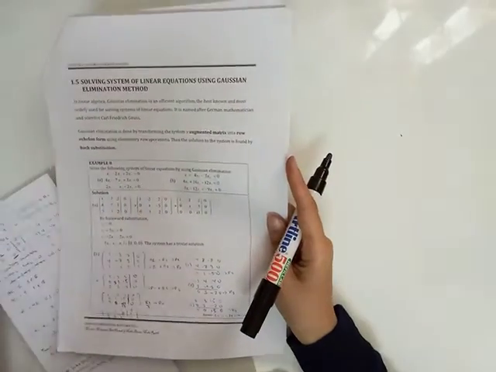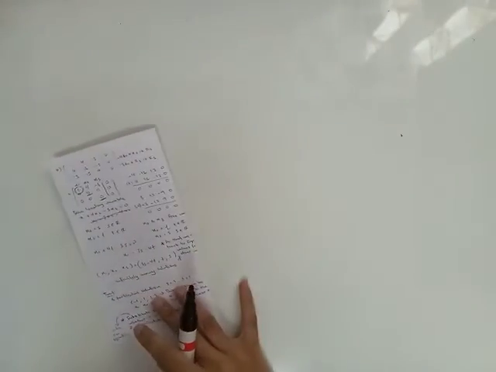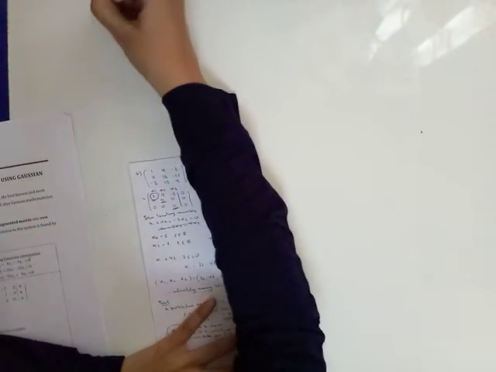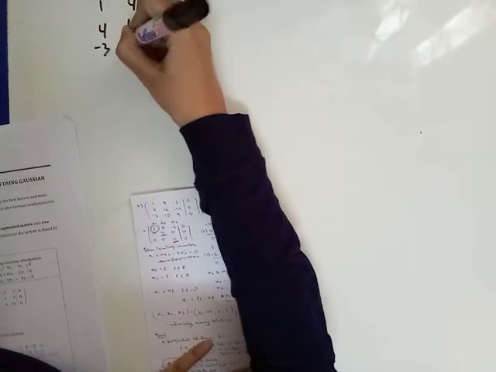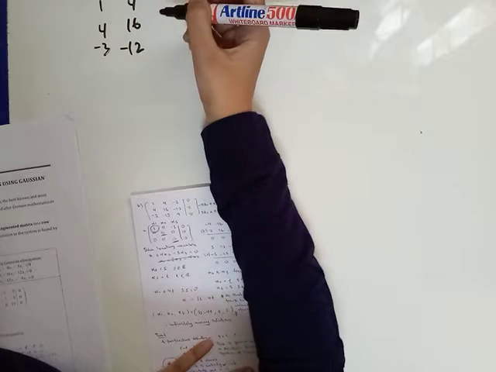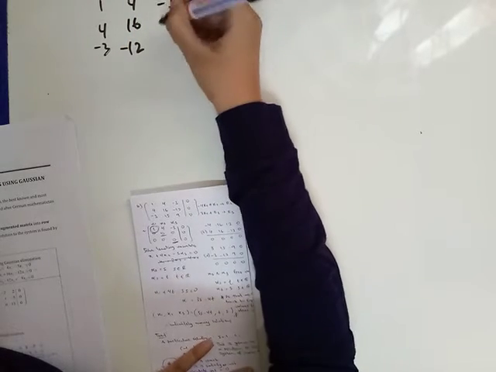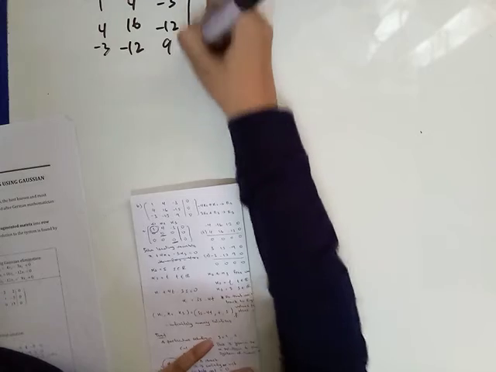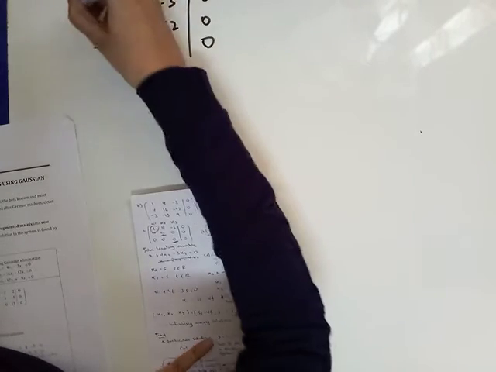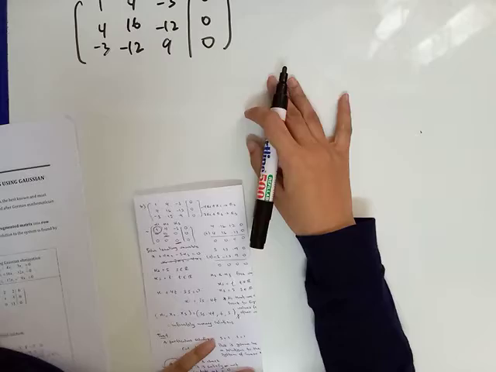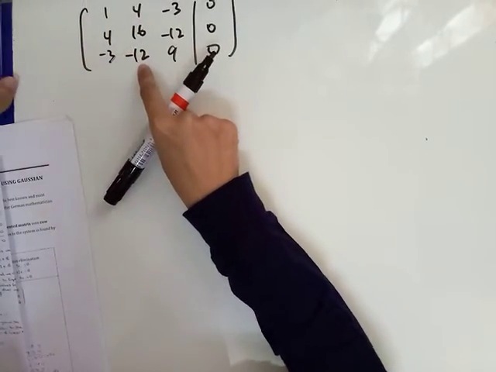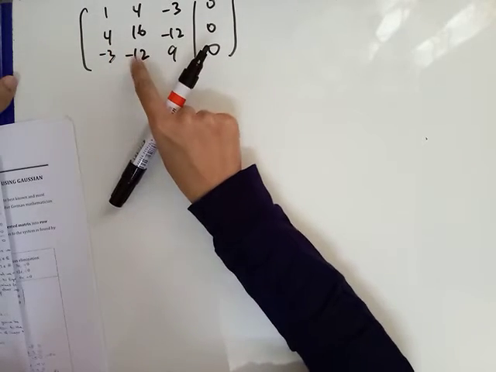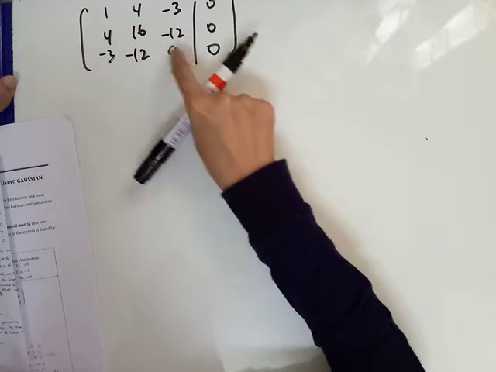From the linear equation, we need to transform into an augmented matrix, which is 1, 4, negative 3, 4, 16, negative 12, and then negative 3, negative 12, 9, and matrix B is 0, 0, 0. So we need to make this value 0. Then we need to make a leading one, for the 16 and 9.